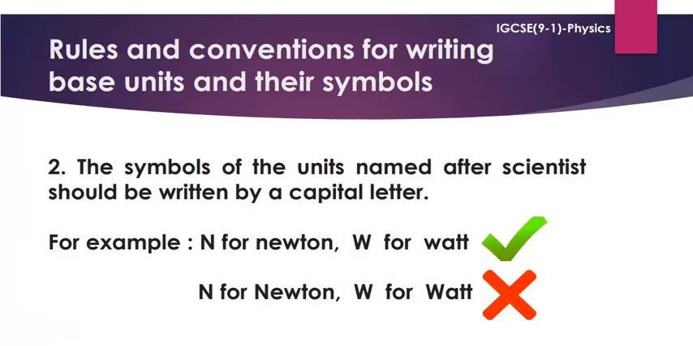We come to the second rule. The symbols of the units named after scientists should be written with capital letters. That is a very famous rule. We know that if the unit is named after a scientist, the symbol is always capital. So capital N for Newton, capital W for Watts, right? If you write a capital N for the unit name newton, that is wrong. You have to write a simple n, newton. Same with watt. So the second rule is very easy to remember.